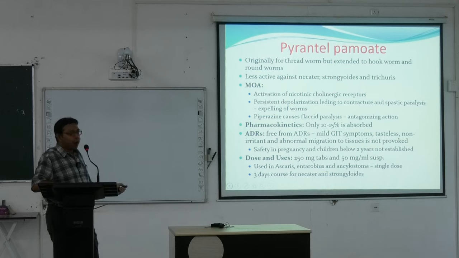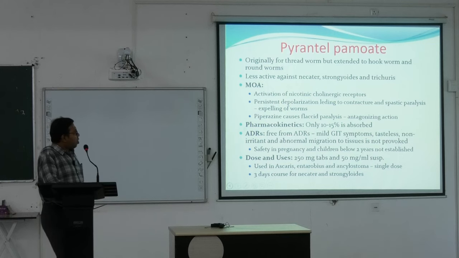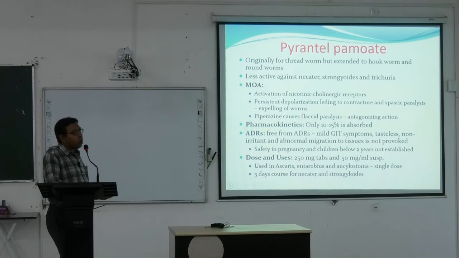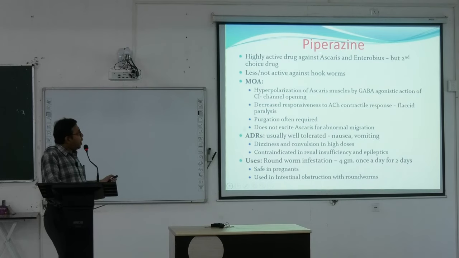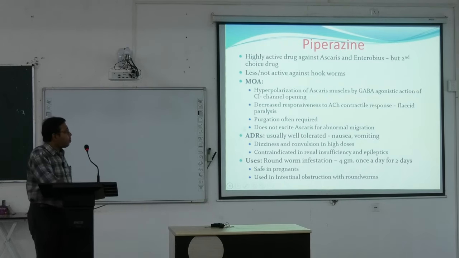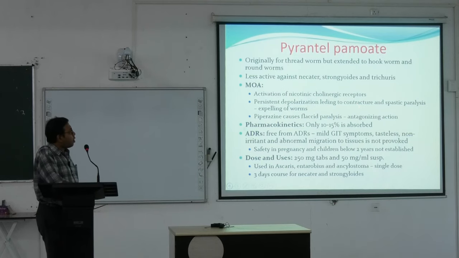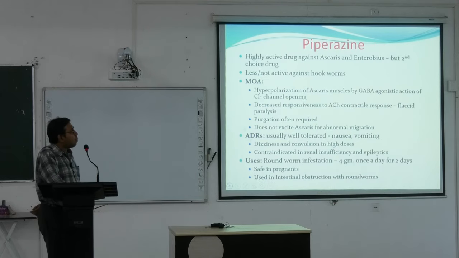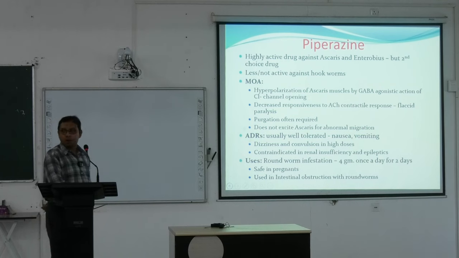Piperazine causes flaccid paralysis and has an antagonizing action. This is a separate drug. Adverse drug reactions are very few, and these are not so important. So remember, pyrantel pamoate basically acts by activating the nicotinic cholinergic receptors. Piperazine is just the opposite of pyrantel pamoate. Pyrantel pamoate causes spastic paralysis and piperazine causes flaccid paralysis.